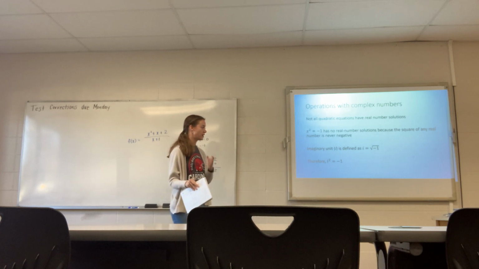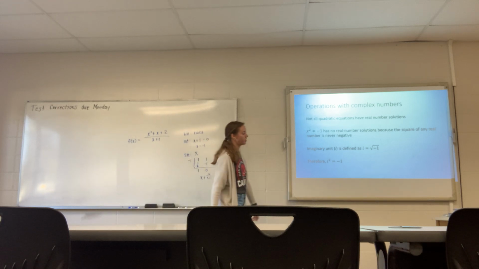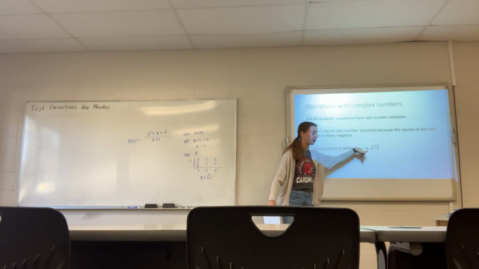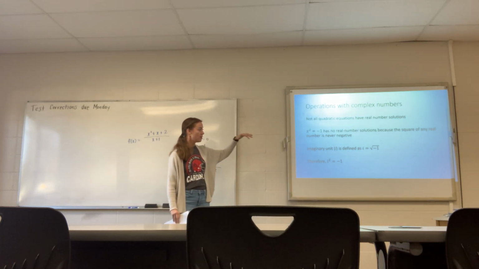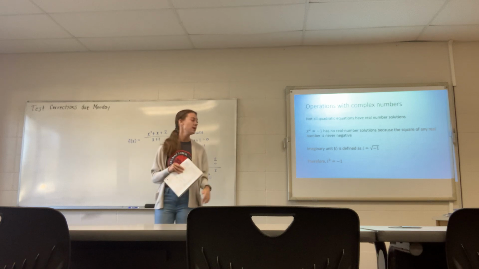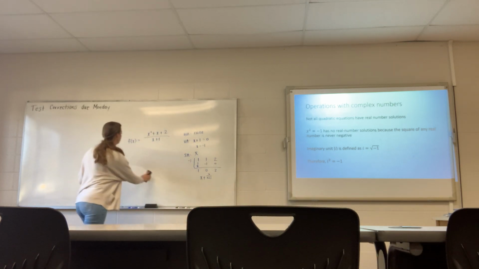We could change out i squared for -1 and make whole numbers, or we can change out the square root of -1 for i and make imaginary numbers, okay? It just depends on what you're given, but we'll need to use both of those. So like I said, i is equal to the square root of -1, and i squared is equal to -1.